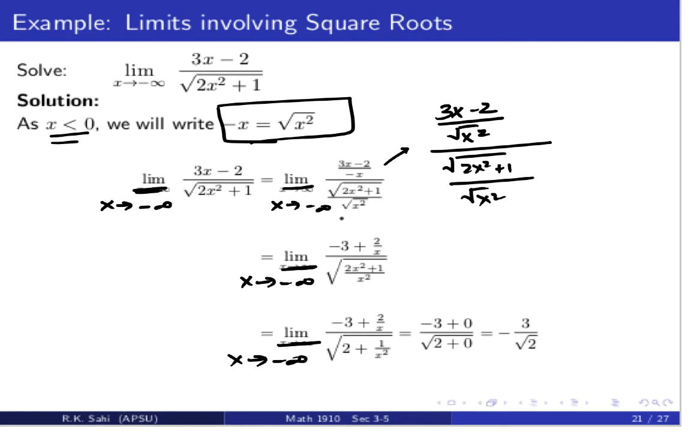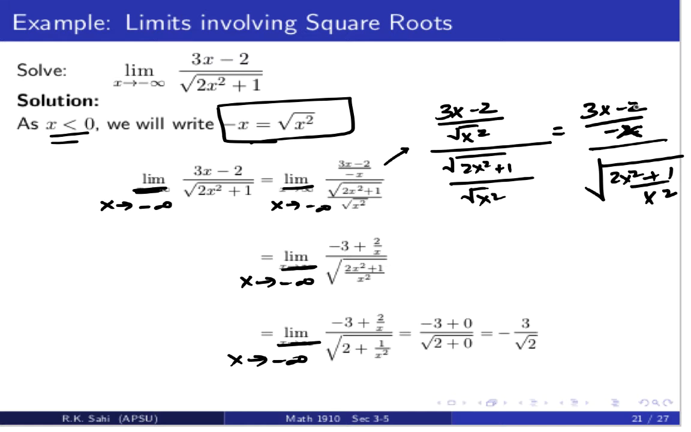Okay, so what happens here? This one is the same as we did in the previous slide. This one would now be 3x minus 2 over negative 2. And remember, we're going to get this under one big square root, 2x squared plus 1 over x squared. And this is an x, sorry.